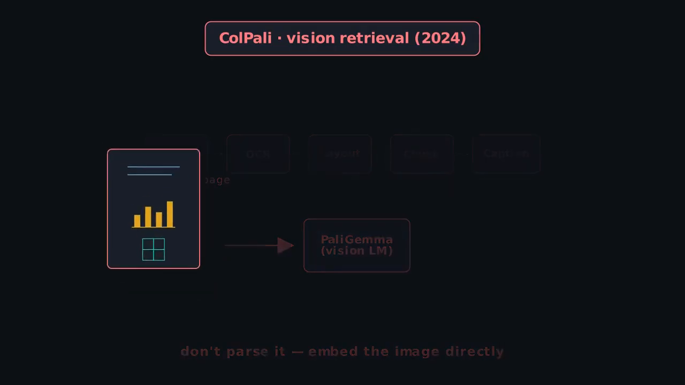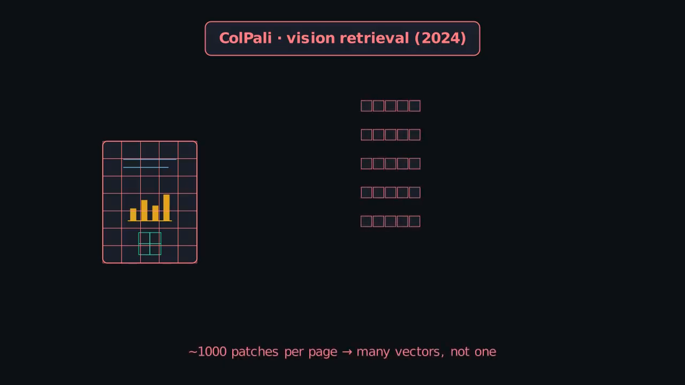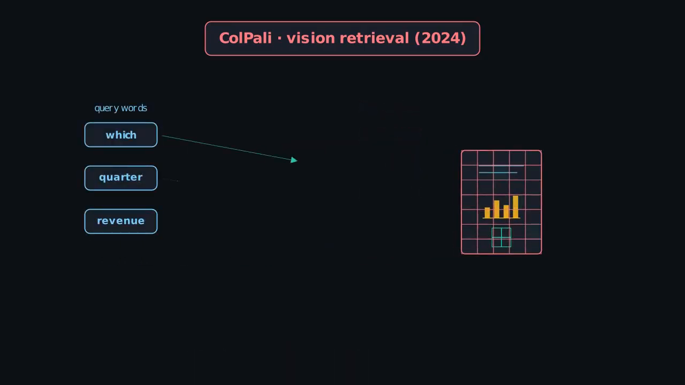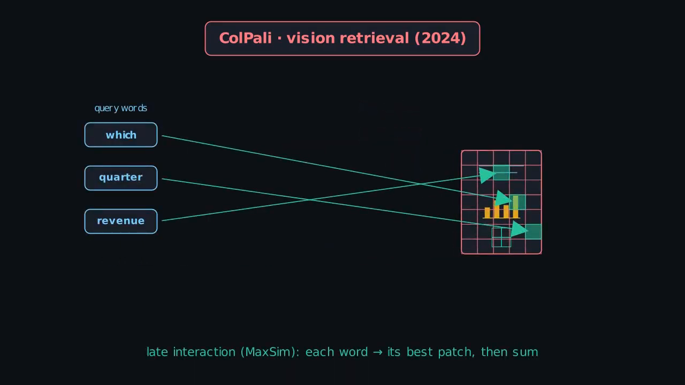And unlike CLIP, it does not produce one vector. It splits the page into a grid of about 1,000 patches and embeds each one, so a single page becomes many vectors. To score a query, it uses late interaction. For every word in your question, it finds the single best matching patch on the page, then sums those scores, the same MaxSim trick from ColBERT, now applied over pixels.